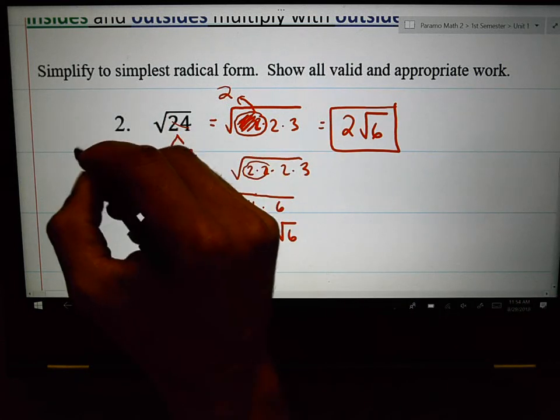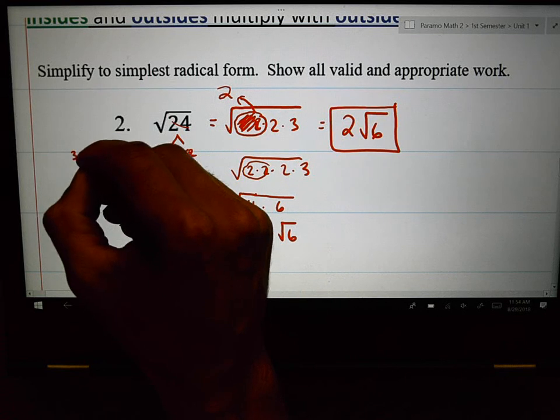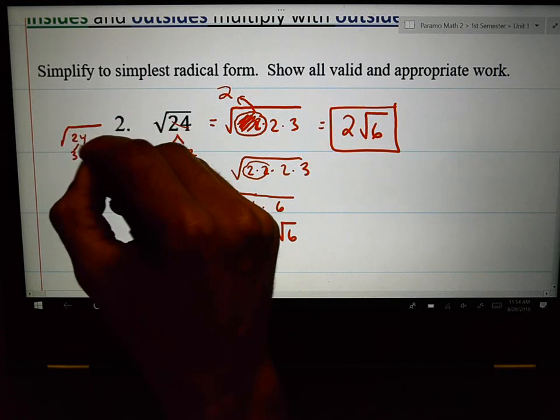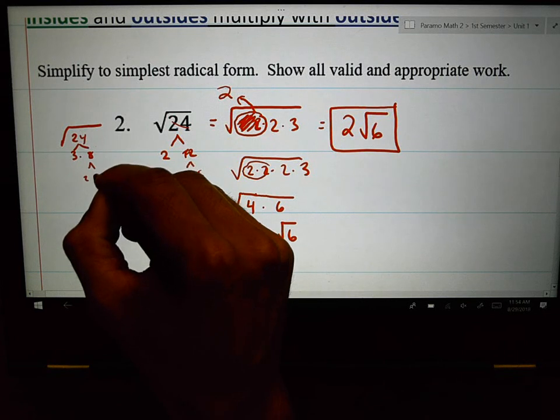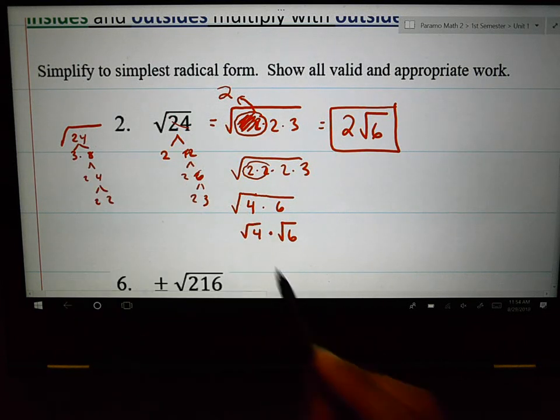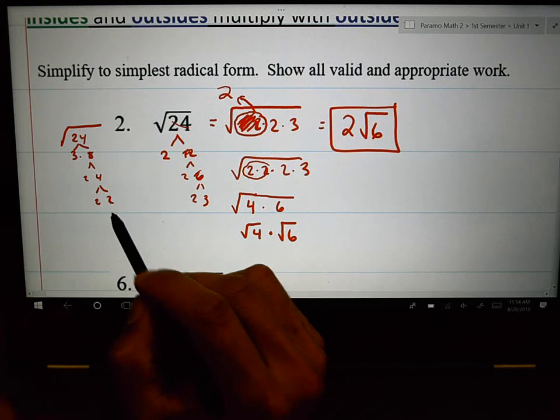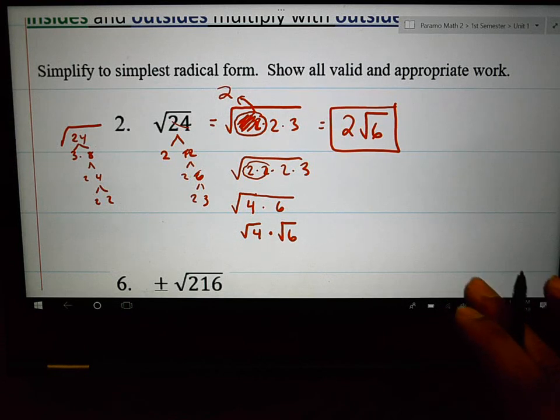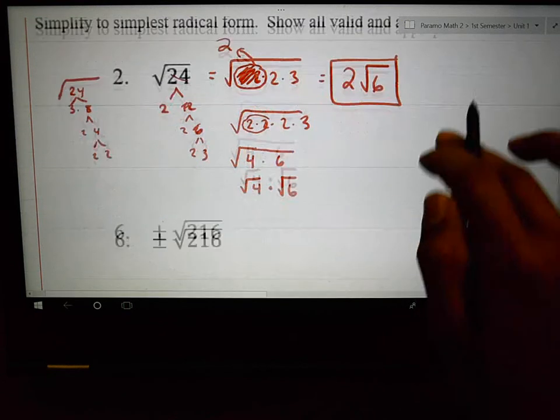And it doesn't matter how you do a lot of these problems. Like if you chose to do 3 times 8 on the 24, you would have still gotten the same answer because the prime factors still match up. You'll still find the pair of 2s to get to that answer. Okay? Let's try one more for sure.